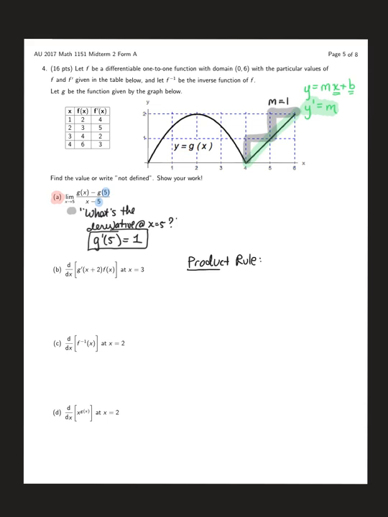A very watered down version of this says if you want to do the derivative of a function times another function, that's the derivative of the first function times the second one left alone, plus the first one left alone times the derivative of the second one. So f prime g plus f g prime. So we have here two functions, color coded blue and green.